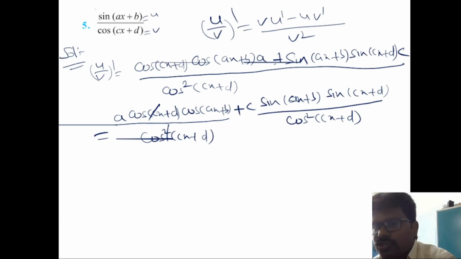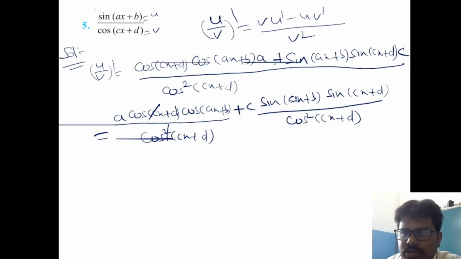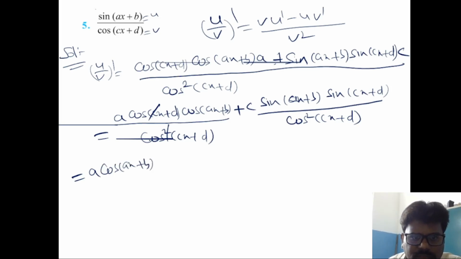With the same functions here, we can write sin by cos as tan and 1 by cos as secant. Now let us write whatever terms we have in the next step. Here a is a constant that we have in the numerator, and cos ax plus b, and in the denominator we have one more cos with cx plus d as a term, and there is no such term in the numerator, so take this cos into the numerator, hence it will become a secant, so secant cx plus d, plus here the constant is c.